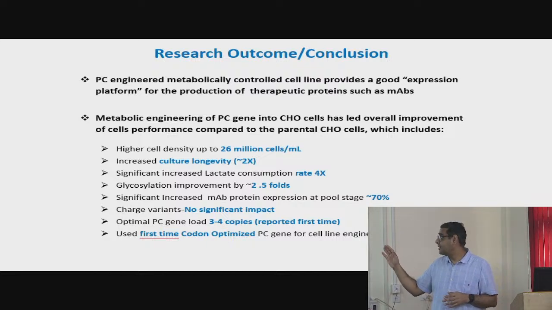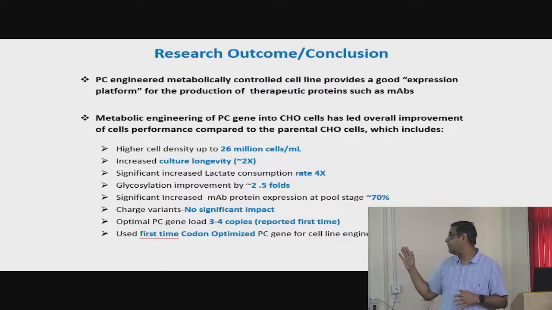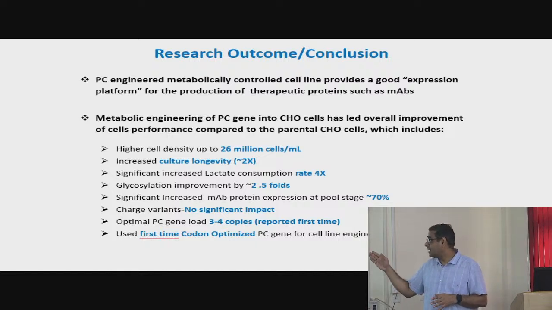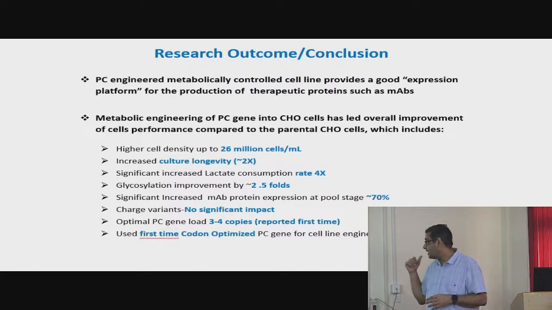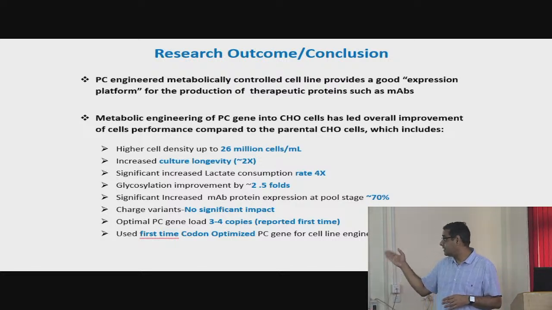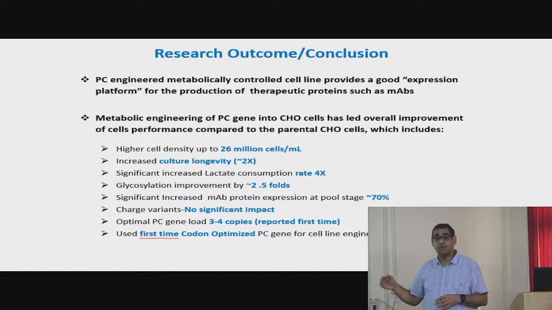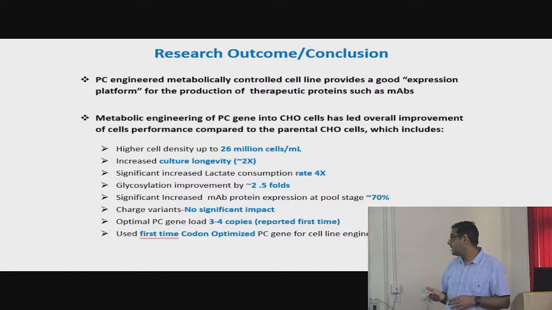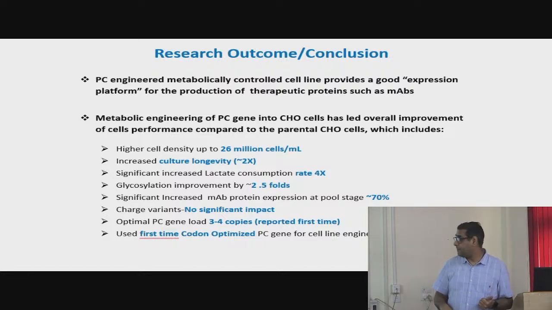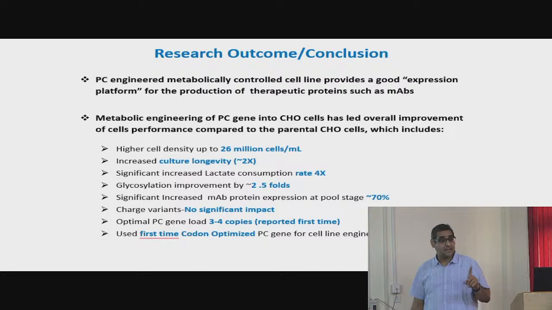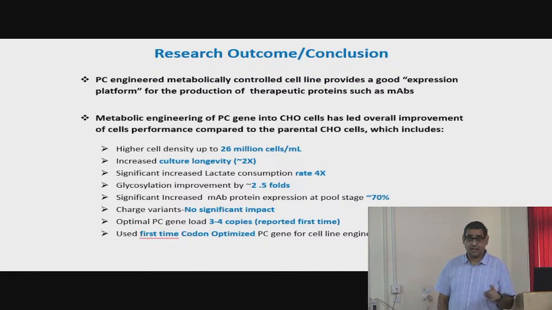Higher cell density, we got 26 million cells per ml. Okay, we got culture longevity that was two times more. We got lactate consumption, you see that this was there. Then glycosylation, 2.5-fold increase. Then significant increase in mAb protein expression, that is 70%. Then charge variant, we did the charge variant study. This was the first study. I will show you the comparative table. We didn't get good, meaning significant, results, okay, but that is also a result. So I am telling you.